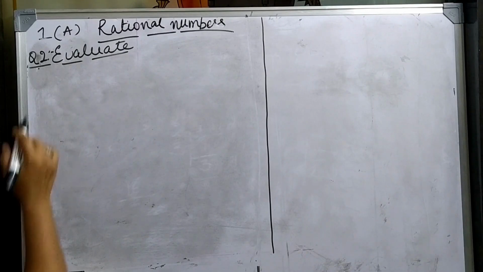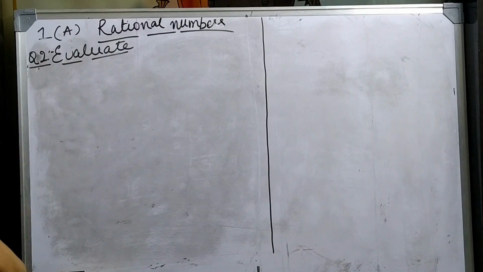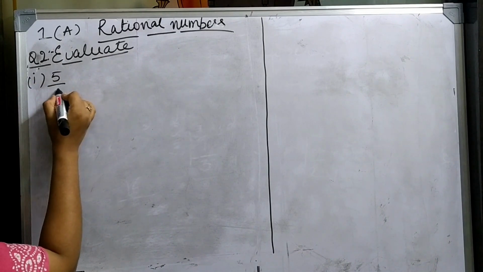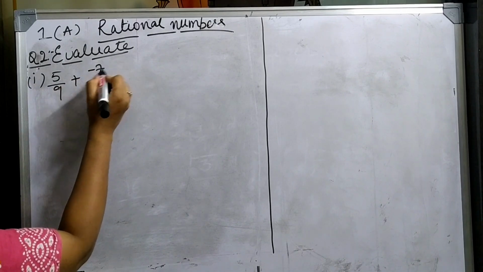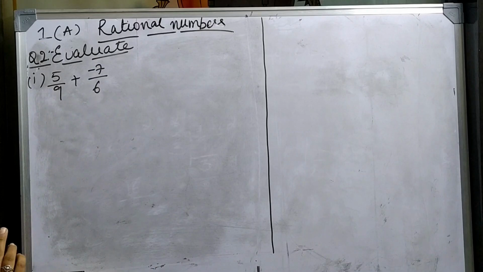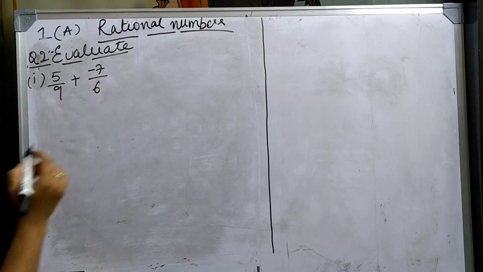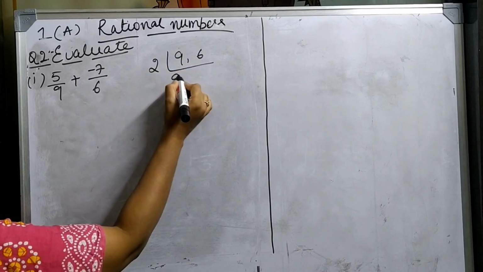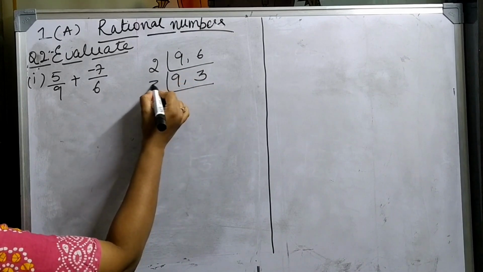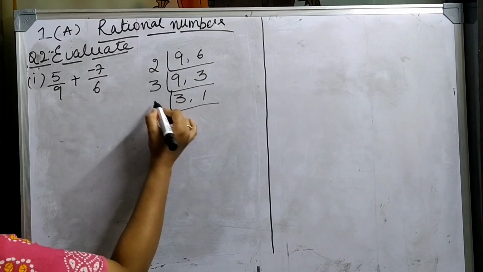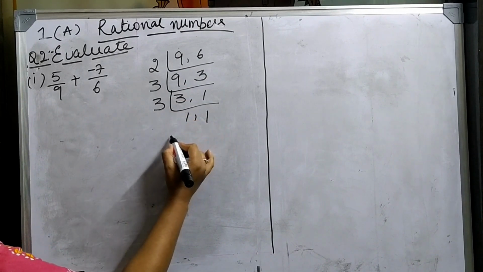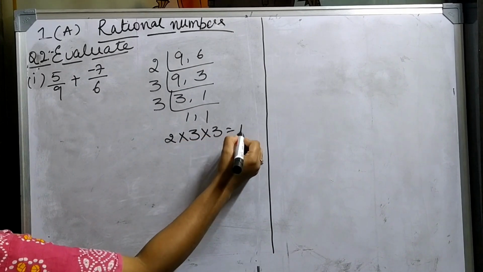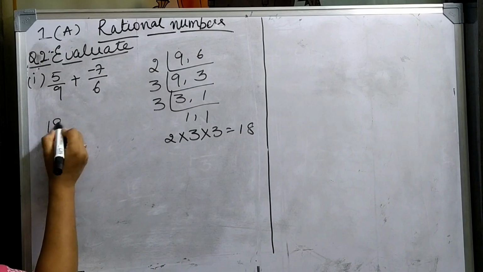So let us move on to question number 2, which is to evaluate. We have to evaluate the expressions. The first question is 5 by 9 plus minus 7 by 6. So the first thing we have to do is take the LCM of the denominators. The LCM of the denominators 9 and 6: we'll start from 2, 3s are, again 3, 3s are, 3 1s are, and again 3 1s are. So the LCM is 2 into 3 into 3, which is 18.